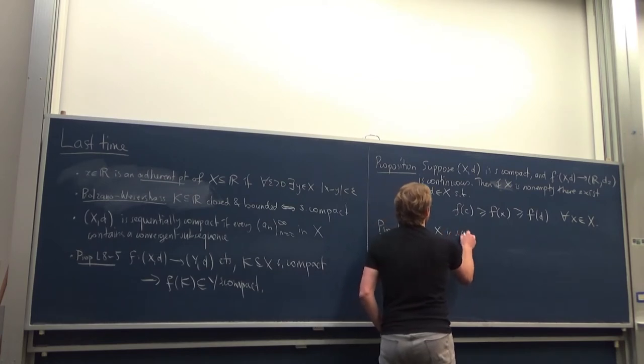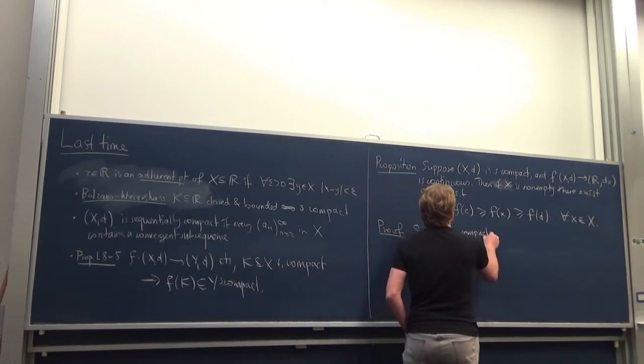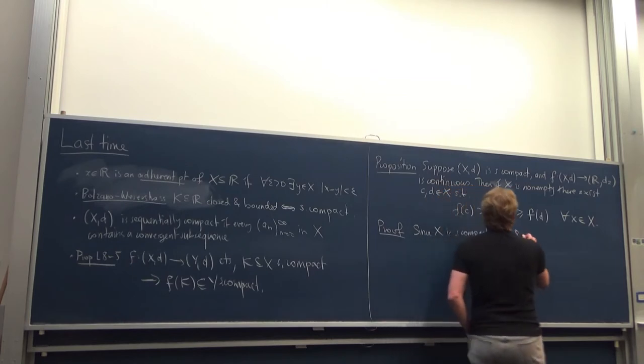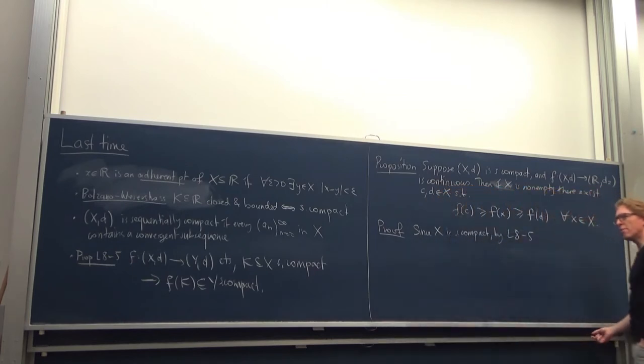X is sequentially compact. By proposition 5 of lecture 8, the image must be sequentially compact. Now we have another characterization of such subsets, namely that they are the closed and bounded subsets.